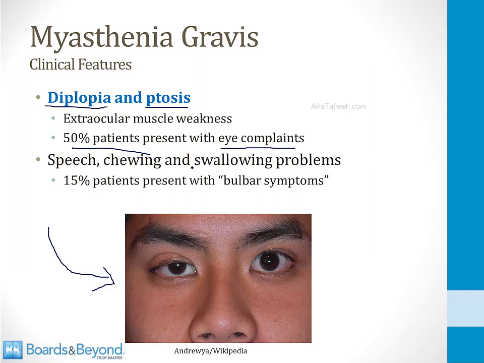You can also sometimes see speech, chewing, or swallowing problems. These are bulbar symptoms related to the cranial nerves in the brainstem. Those nerves also innervate relatively small muscles in the jaw and neck, and therefore many patients present with these type of complaints.